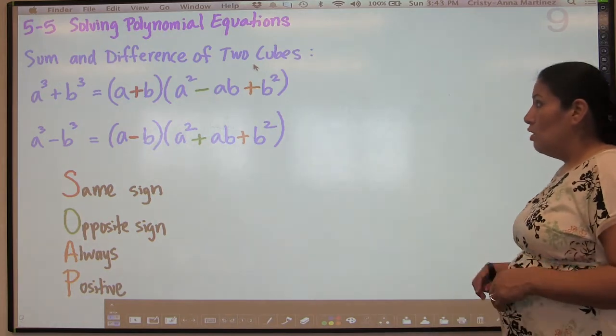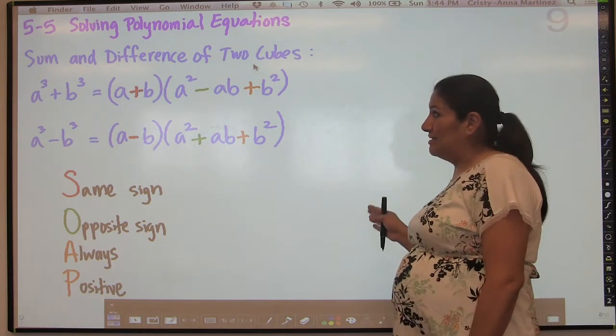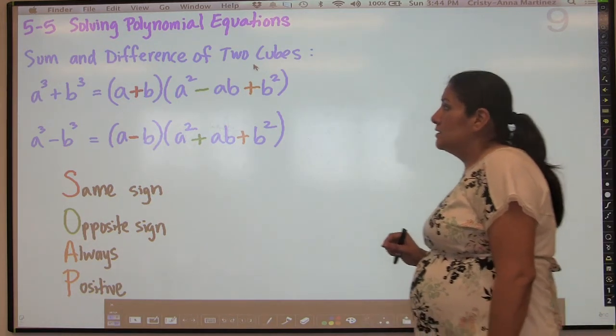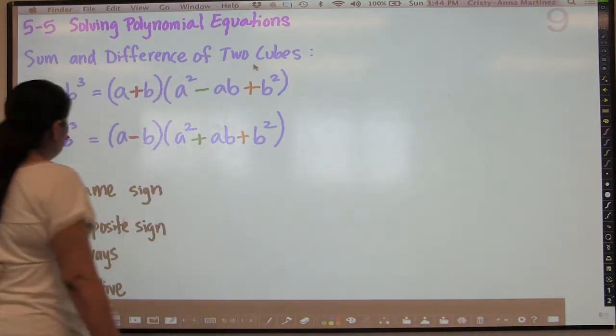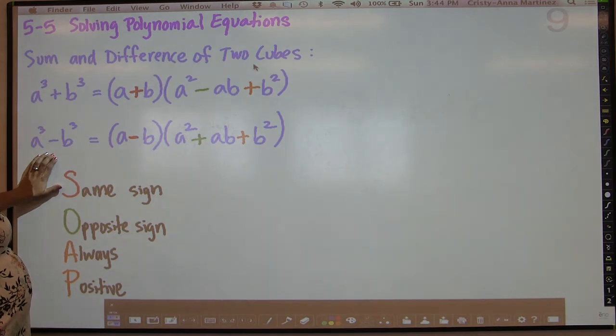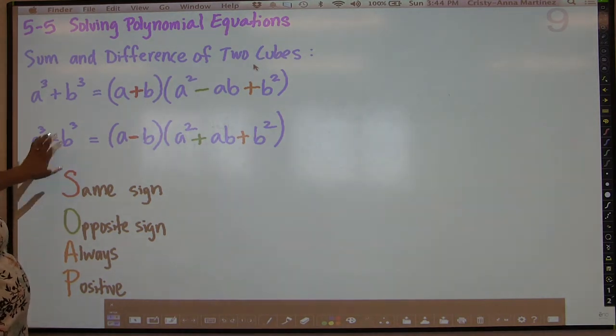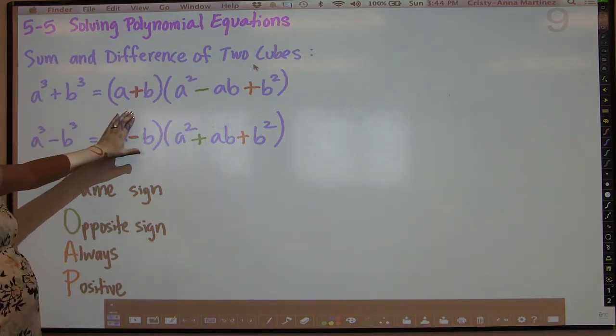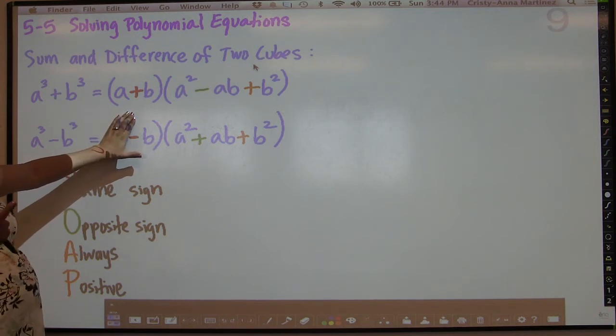One of those methods is up on the board right now. It's the sum and difference of 2 cubes. That's basically when you have a to the third power plus b to the third power, or a to the third power minus b to the third power. And when you factor that, this is a formula, so it's always factored. So it's important that you identify what a and b are.